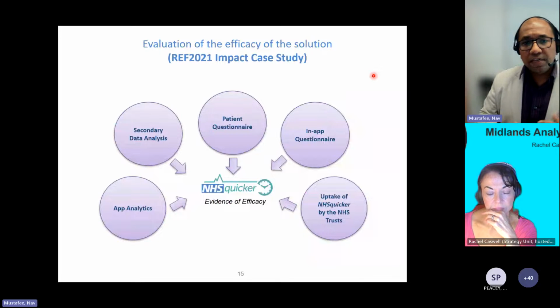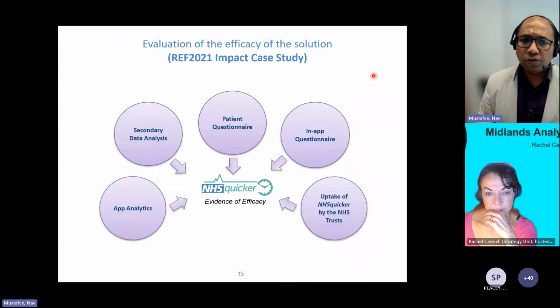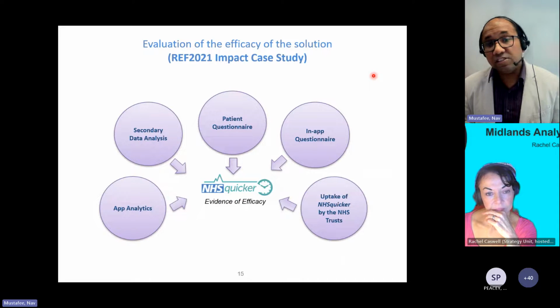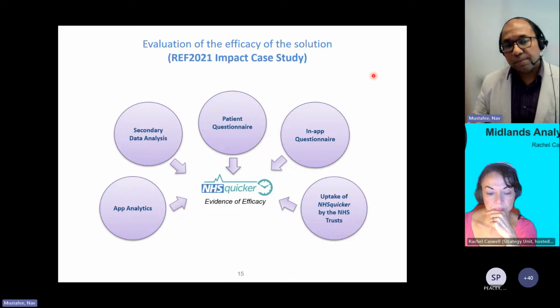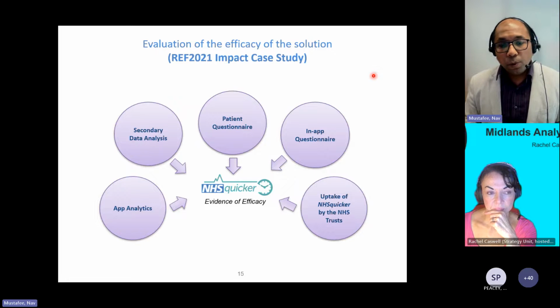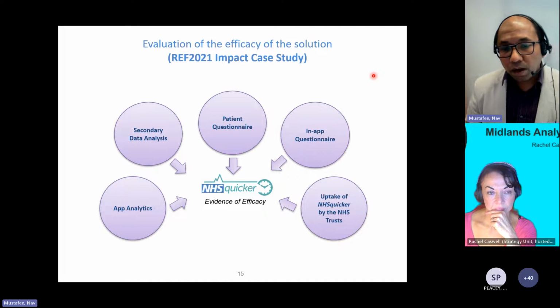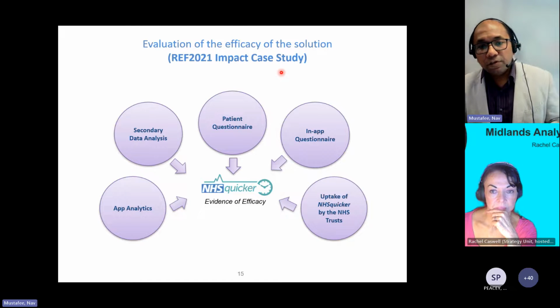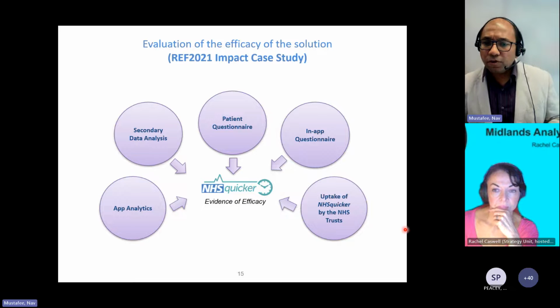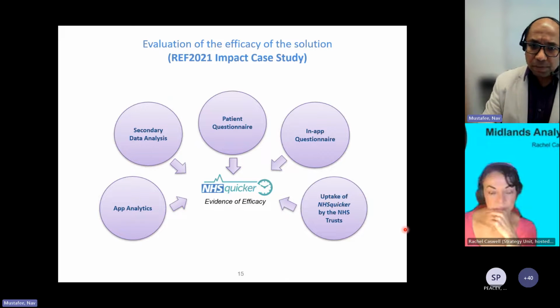So now, some evidence of efficacy. This was also part of a study called the impact case study, which is an academic exercise that happens after a few years. We want to capture how NHSquicker has changed the landscape. And for this impact study, we had different types of assessment points.